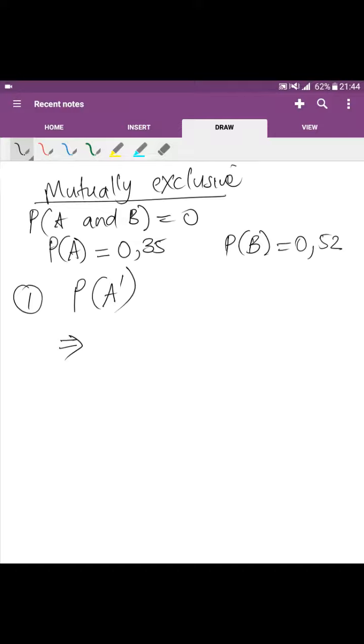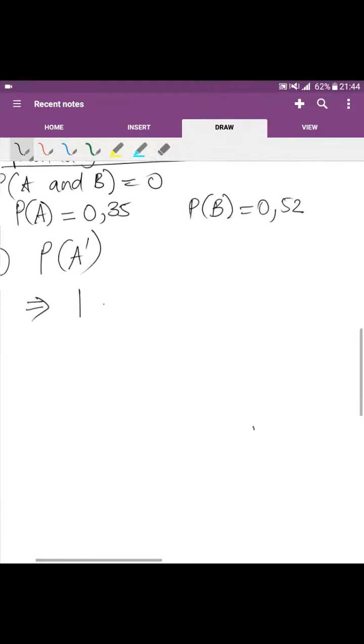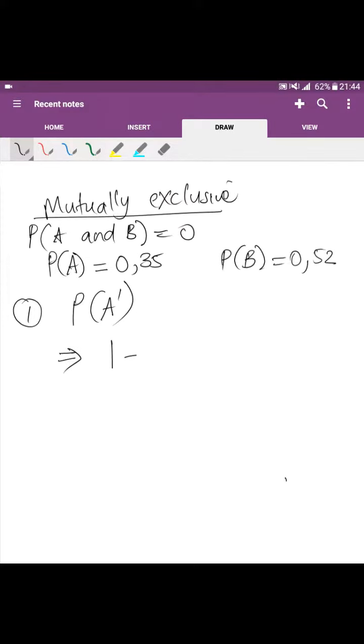But on this one, because you're talking about probability, we'll just take the maximum or the total probability. From the total probability, you know that your probability scale ends at 1. So you're going to say 1 minus the probability of A.